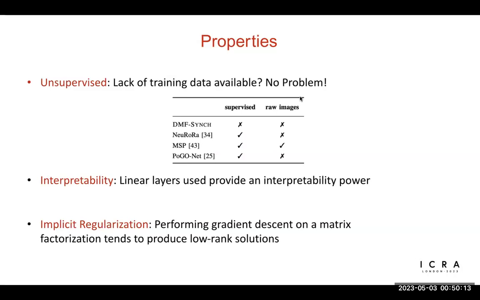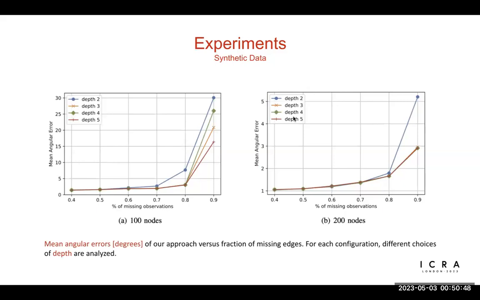So now let's take a look at some of the properties our approach exhibits. Our approach is unsupervised, hence doesn't require any kind of external training data to learn from. We can say that our approach follows a single scene setup, whereas previous deep methods perform learning from multiple scenes. Our method is based on deep matrix factorization, implemented using linear layers, hence making it more interpretable. By applying gradient descent-based optimization on deep matrix factorization, we introduce an implicit regularization and tend to produce low-rank solutions. We report experiments on both synthetic data, where we validate some properties of DMF-Sync, and real data, where we compare our approach to the state of the art.